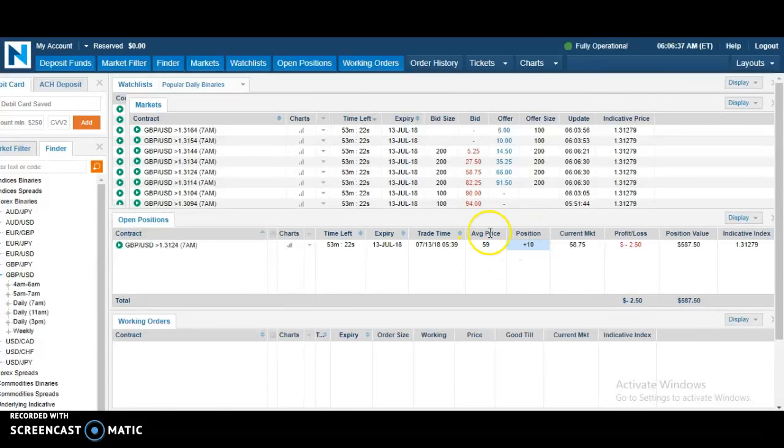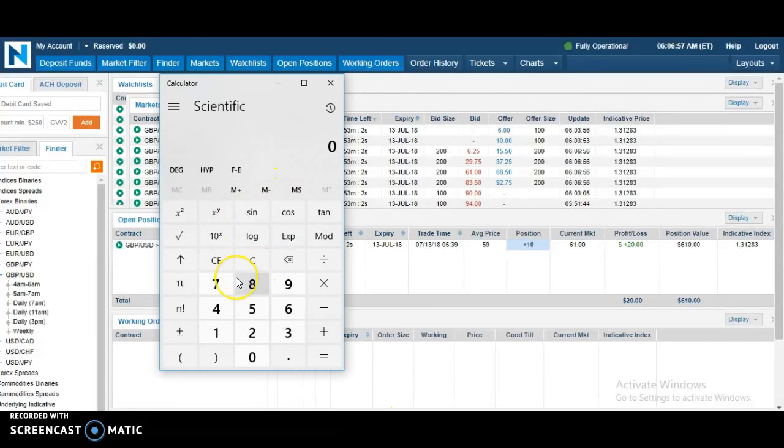So I got a price of $59 and the indicative price right now is at 1.31279. So at the end of 7 AM I just need the market to be above 1.3124 and I'll be making a profit of 100 minus 59 minus 2 for the Nadex fees, so $39 per contract into 10 contracts, so a total of $390 I'm going to make on this trade.